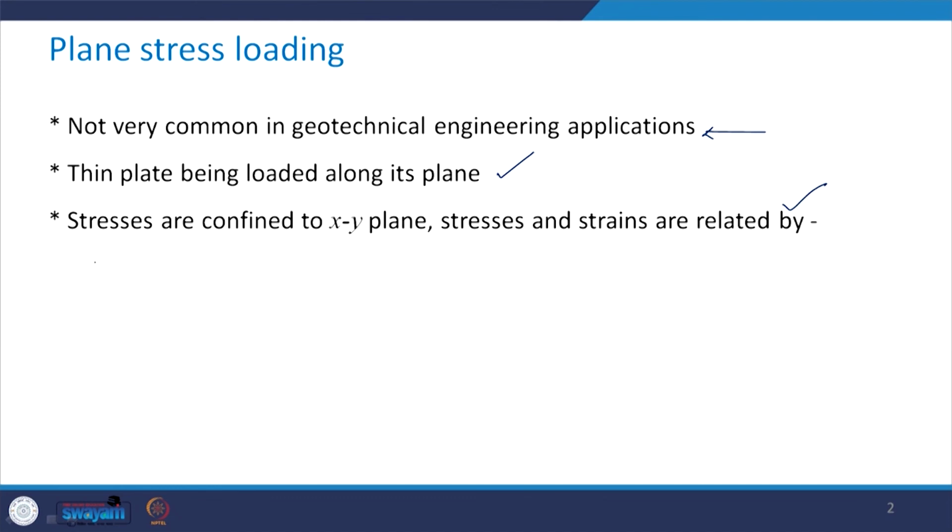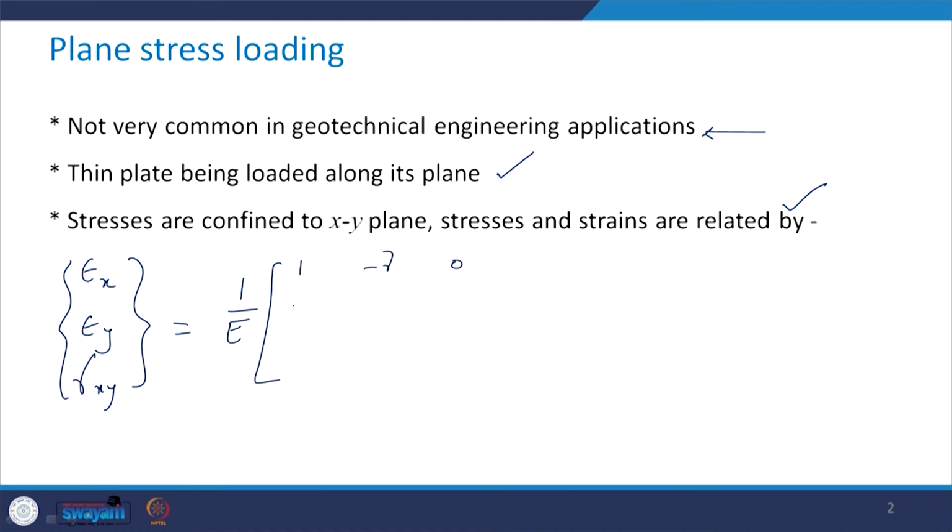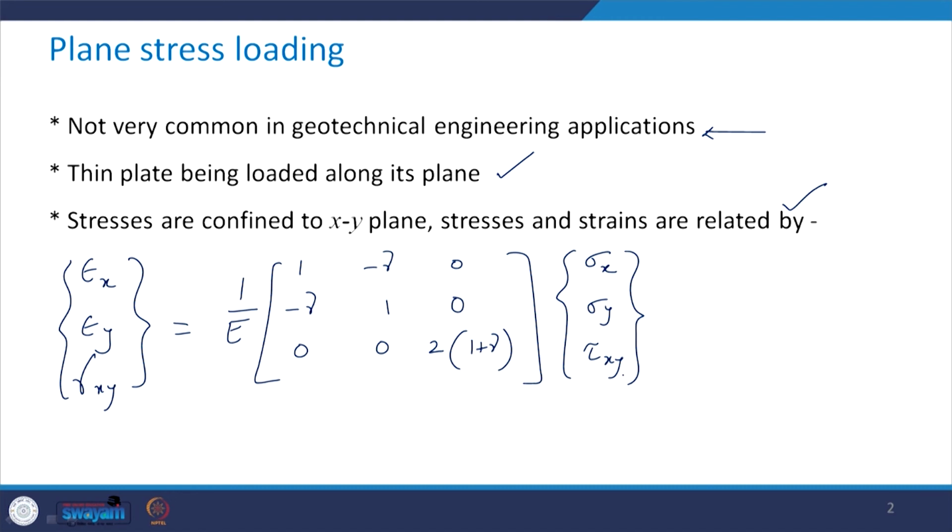I will first write the strain vector, which is epsilon x, epsilon y and gamma xy. So, that is the strain vector. This is equal to 1 upon E times the matrix [1, minus nu, 0; minus nu, 1, 0; 0, 0, 2 into (1 plus nu)], and this will be multiplied by the stress vector, which is sigma x, sigma y and tau xy. So, this is how your strain vector is related to the stress vector.